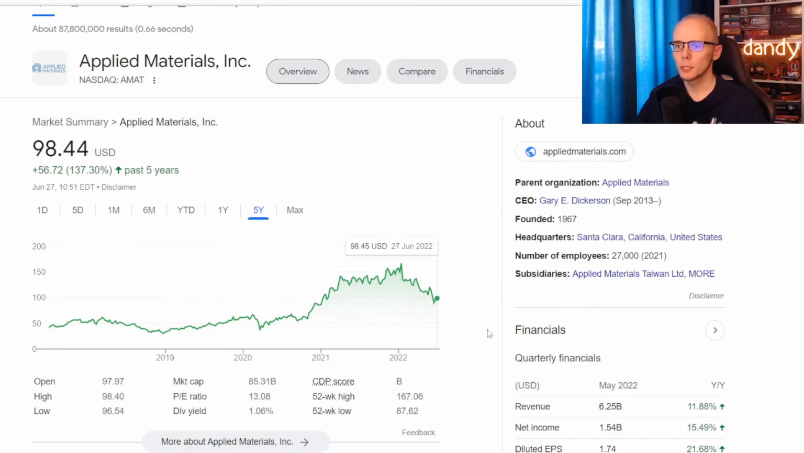to $98.44 in 2022, up 137.30%. Applied Materials is one of the largest foundry names, with a market cap of $85.31 billion, and this year with the stock price going down, they are trading at a dividend yield of 1.06%. So this will be the first name out of the three for today's comparison.